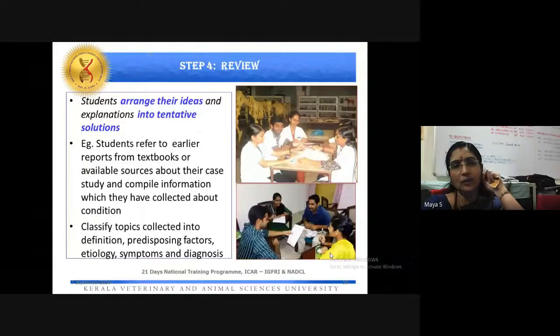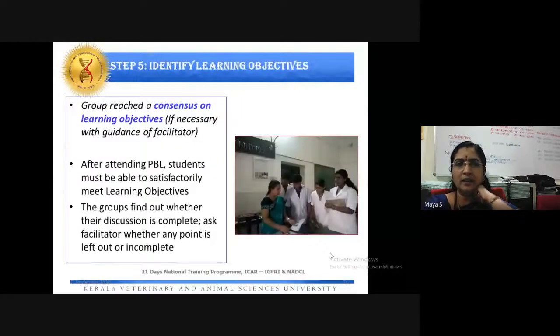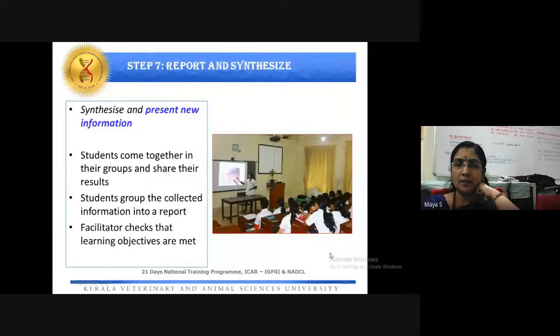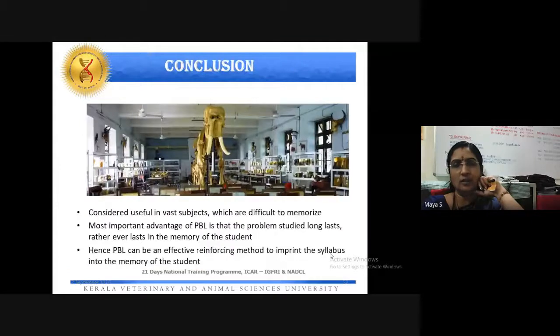Then review, where the students can refer to their notes and they can arrange their ideas. Then identify the learning objectives, what we need to study by using this particular problem. They can refer to their notes and refer to the internet. Then self-study, what are the extra points to be learned from this problem. Okay, then ultimately the group leader may present the new information. So that is how problem-based learning is implemented.